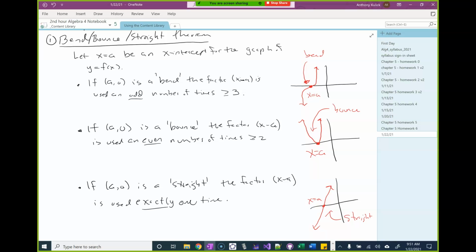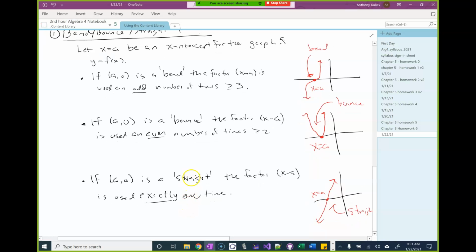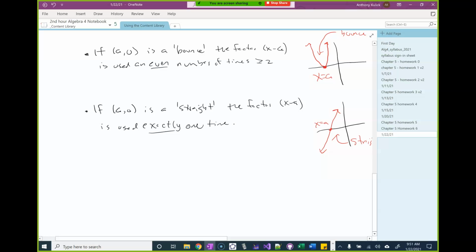Okay. The next theorem is called the irrational conjugates theorem.